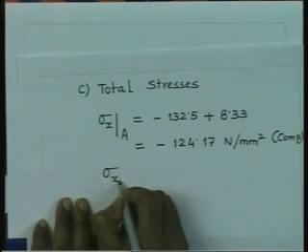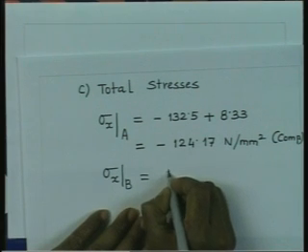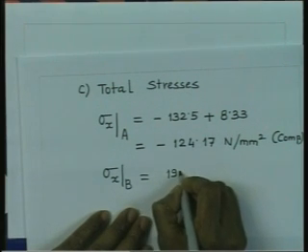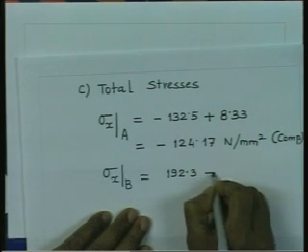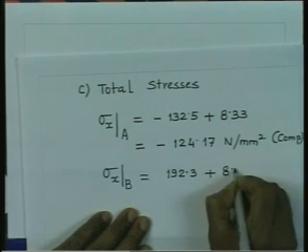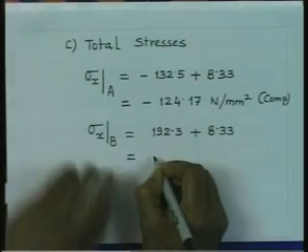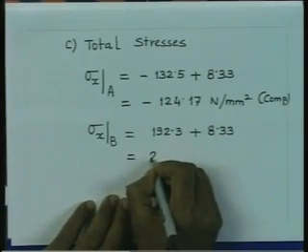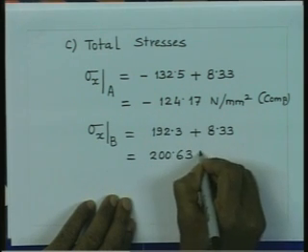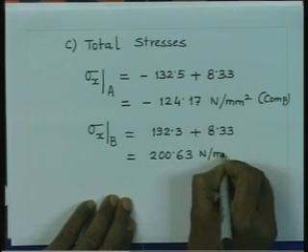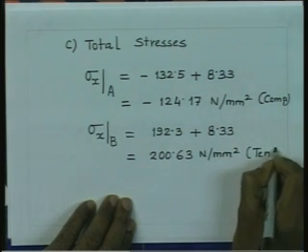Similarly, sigma x at B is equal to, the bending stress is 192.3, direct stress is 8.33. The two will give us finally 200.63 Newton per millimeter square, and this is tensile stress.